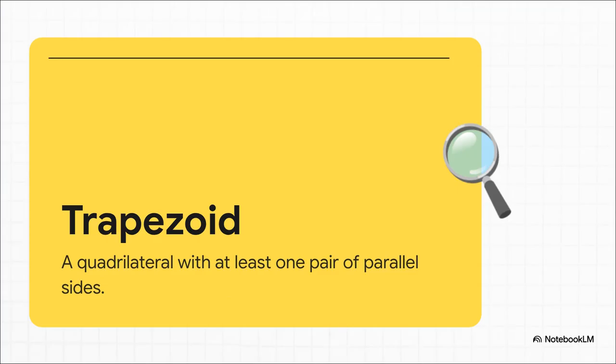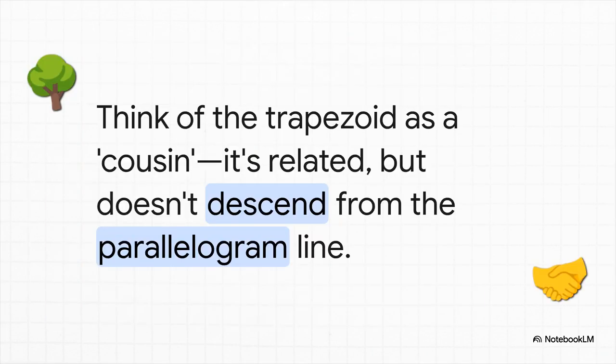See, the rule for a trapezoid is even more relaxed than a parallelogram's. It just needs at least one pair of opposite sides to be parallel. It doesn't care about the second pair. This makes it a much more general kind of category. So yeah, that cousin metaphor really is perfect. A parallelogram with its two pairs of parallel sides is technically a special kind of trapezoid. But our main family line, the one that gives us rectangles and squares, comes directly from the more specific rules of the parallelogram.